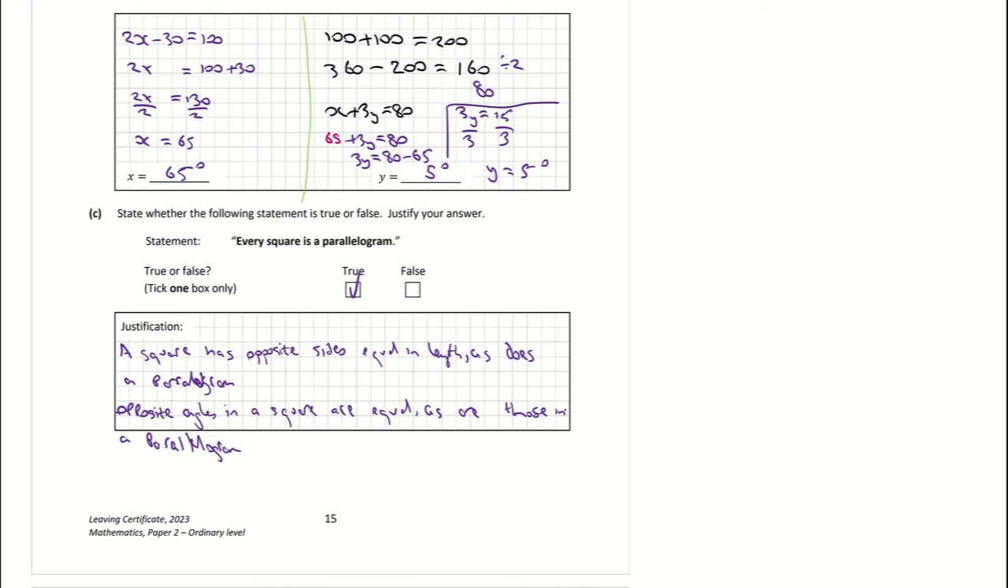I can also say opposite angles in a square are equal, as are those in a parallelogram. The only difference is that in a square, it just happens that the angles are all 90 degrees, and that's why we call it a square. It's a particular type of parallelogram. So opposite angles are the same, opposite sides are the same. A square is just a particular type of parallelogram where all sides are the same.